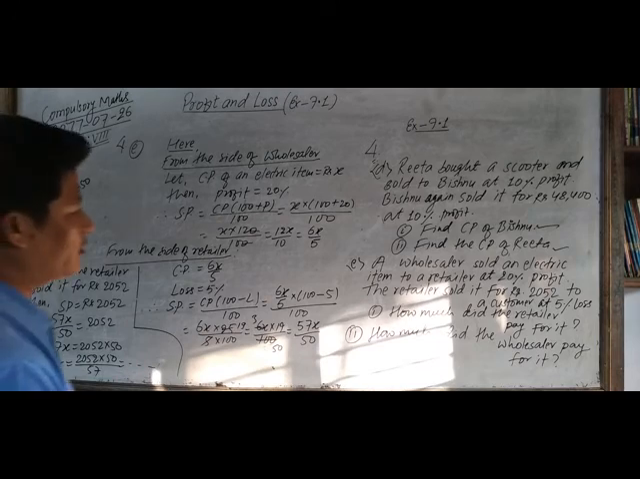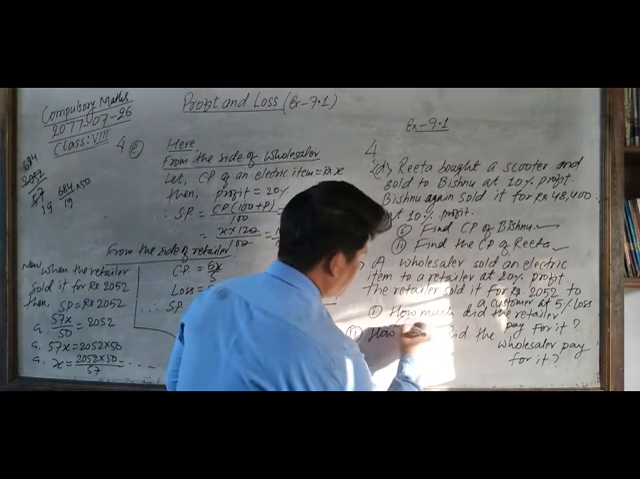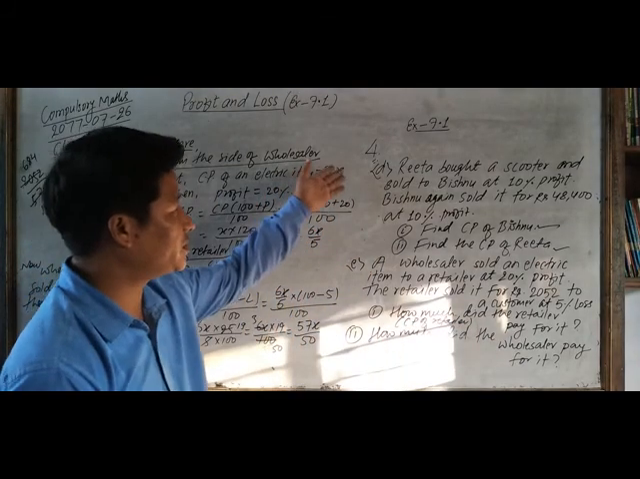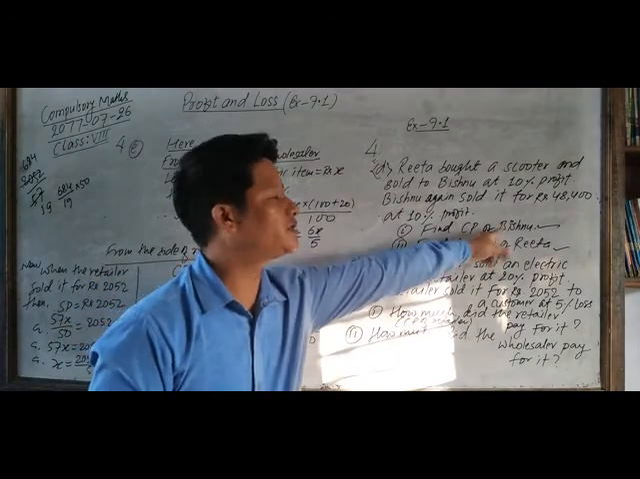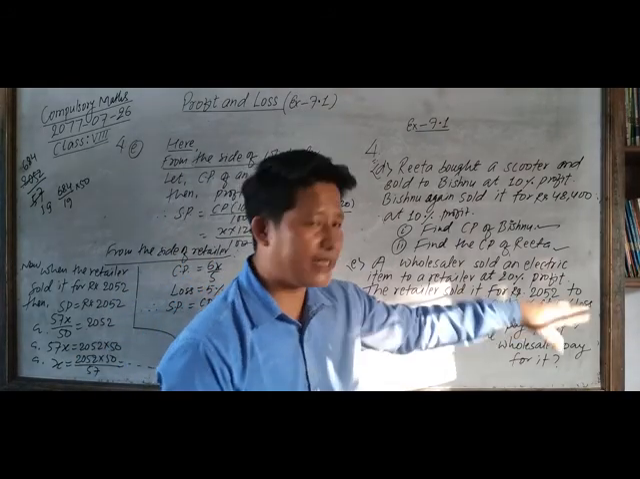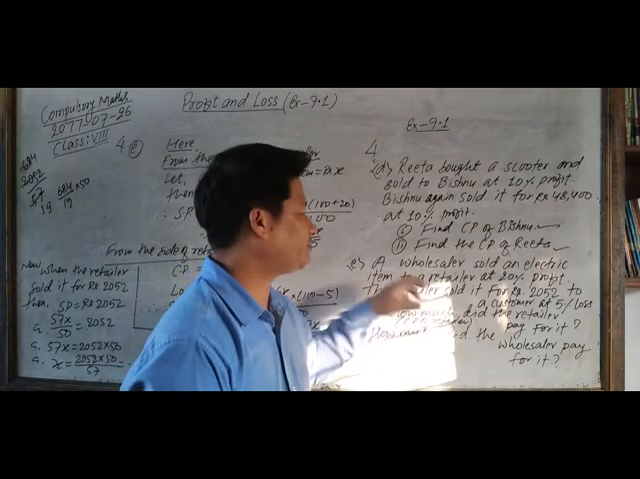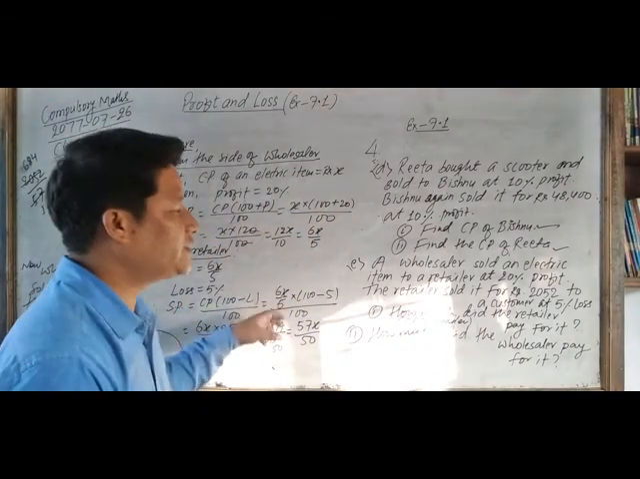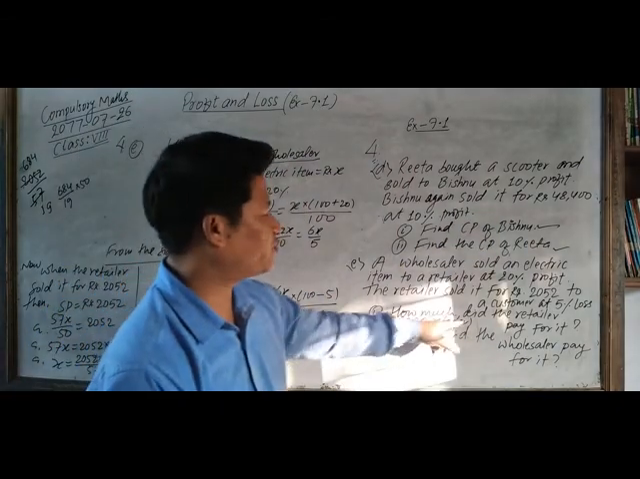Then, in required number 1, how much did the retailer pay for it? It means you have to find the CP of the retailer. Only the language is different, because in question number 4D it is asked to find the CP of Vishnu, but suppose Vishnu is a retailer. So you have to find the CP of the retailer. It means how much did the retailer pay for it, the cost price or purchase price of the retailer. At what price did the retailer purchase the electric gadget? So you have to find the cost price of the retailer.